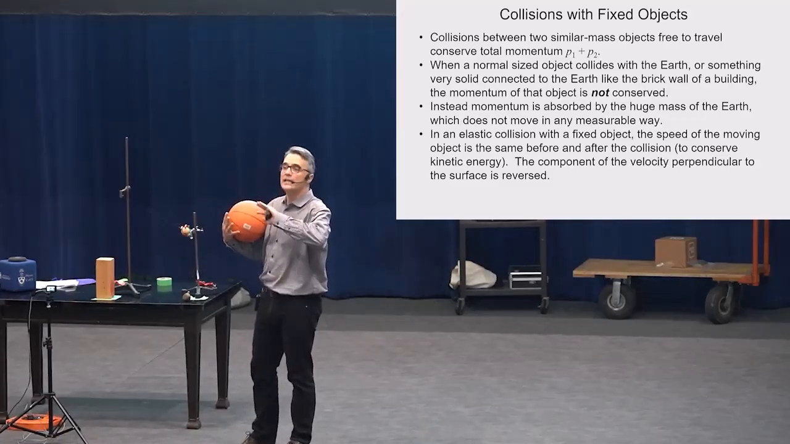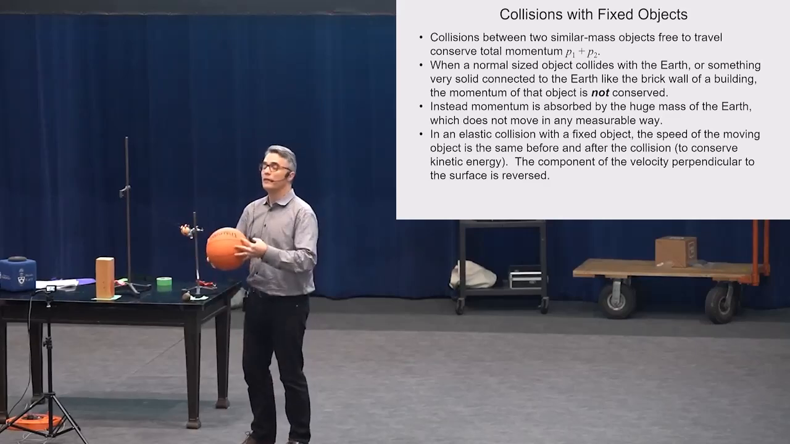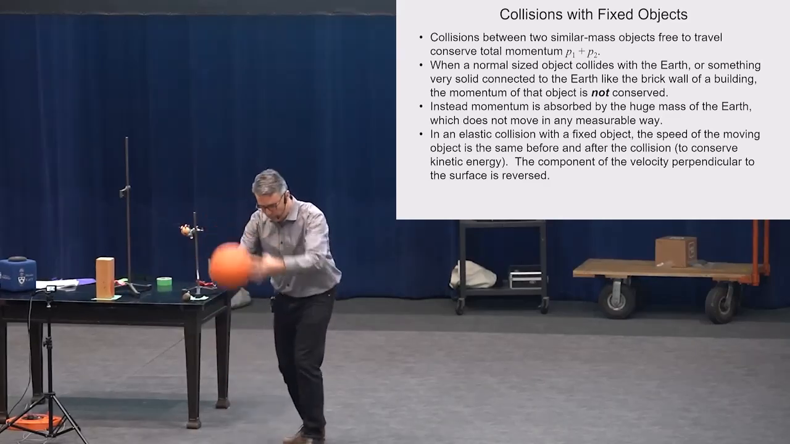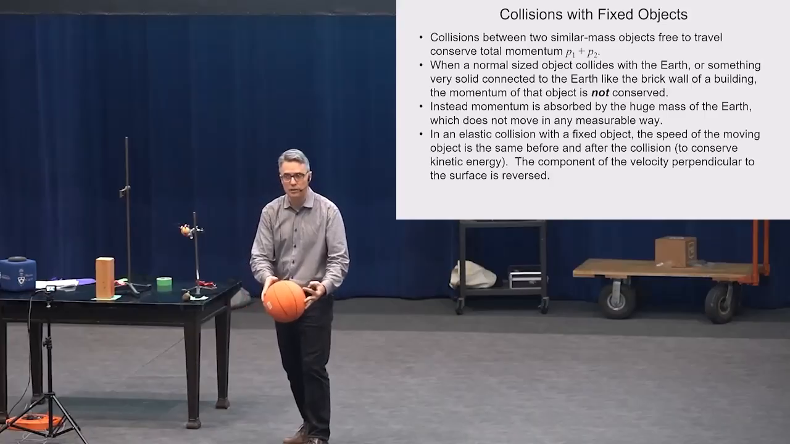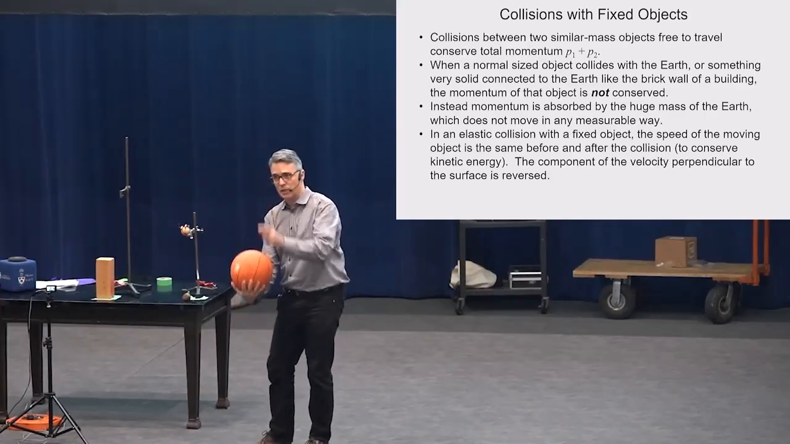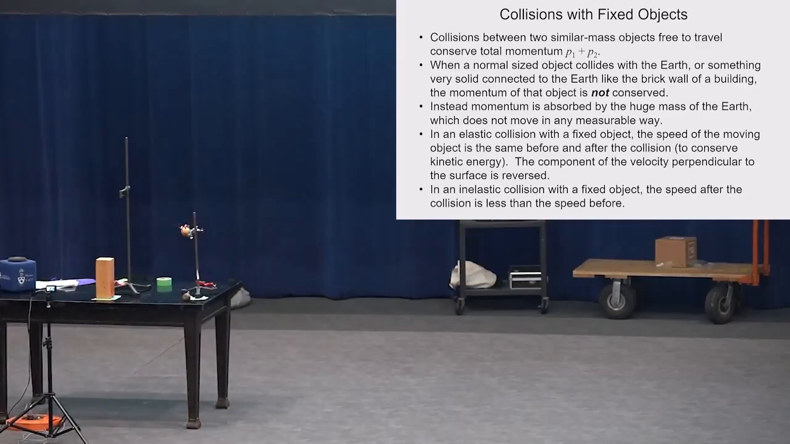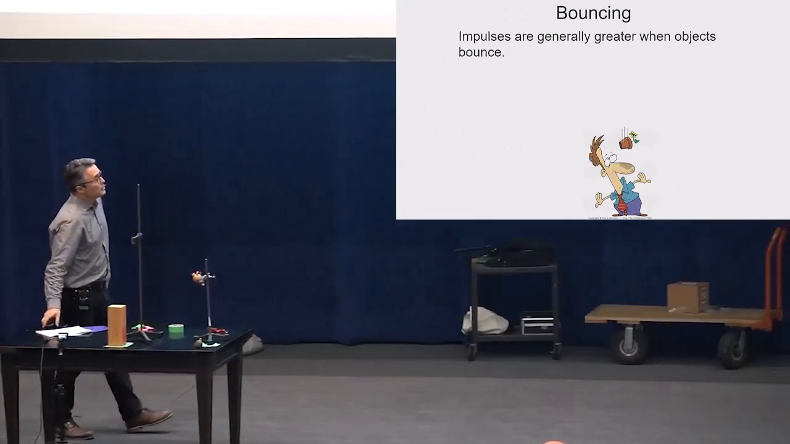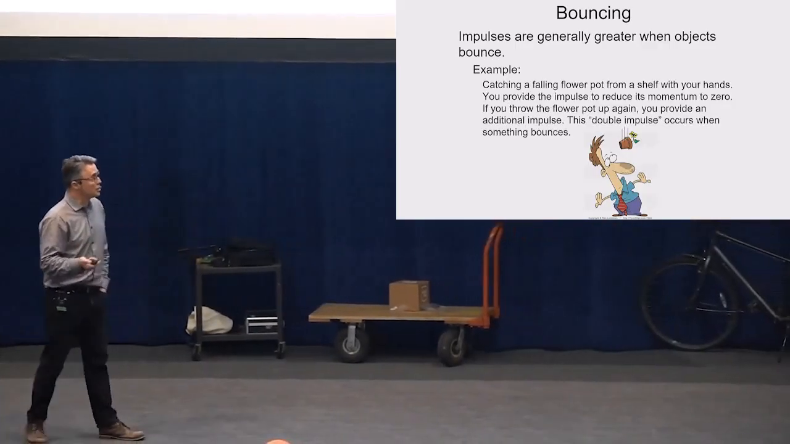And then we say in an elastic collision with a fixed object like the floor, the kinetic energy of the object is conserved, so it has the same speed just before and after the collision. But the velocity has changed, and in fact, the component of the velocity perpendicular to the surface has flipped. And then if it's an inelastic collision, you also lose some speed. Impulses are generally greater when objects bounce, as opposed to just stopping.